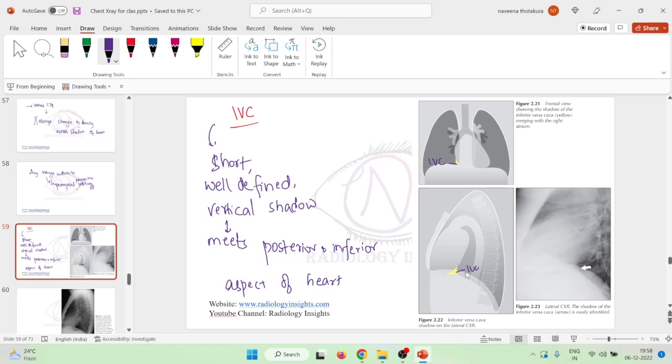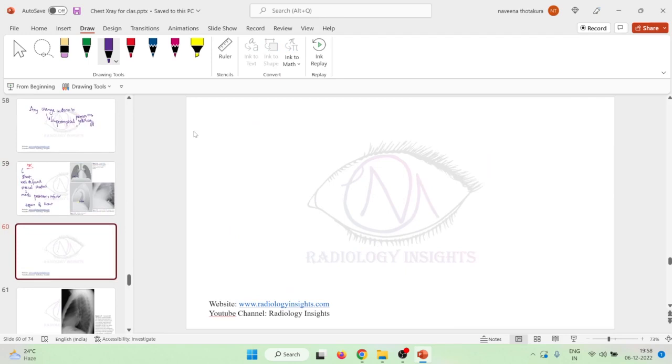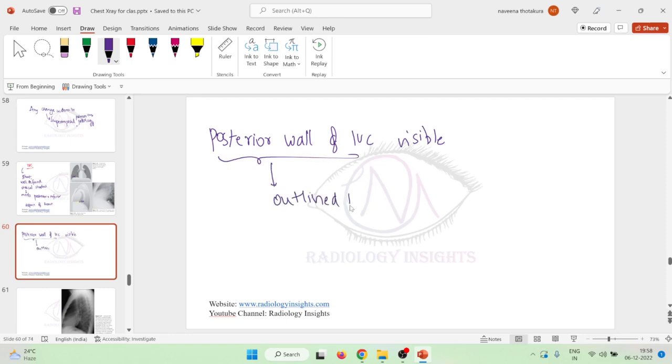So this is the IVC. One important thing is you can see the posterior wall of the IVC clearly. Why? The posterior wall of the inferior vena cava is visible because it is mainly outlined by air in the adjacent right lung, so you can visualize the posterior wall of the inferior vena cava.